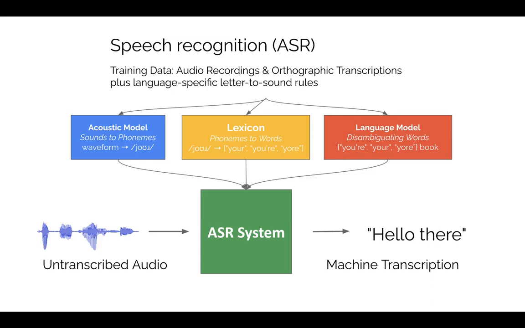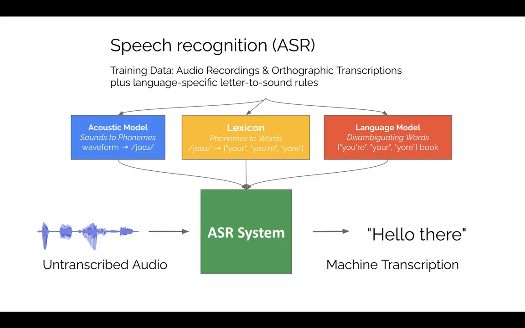The traditional speech recognition approach is to develop different models of different parts of language, and then to build a system that you can put untranscribed audio into and obtain a hypothesis or a machine transcription, a best guess at what that untranscribed audio was saying. So the components are an acoustic model, a lexicon, and a language model. The acoustic model is how the system learns about the sounds in the language and the relationship to the phonemes. The lexicon is the sequence of phonemes and how they create words. The language model is about disambiguating words and learning about sequences of words that make utterances.